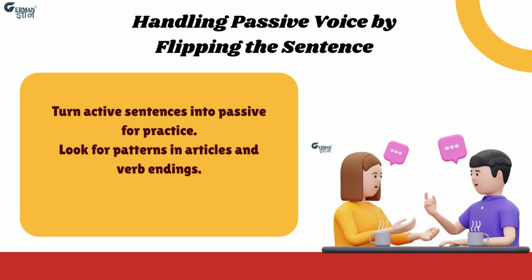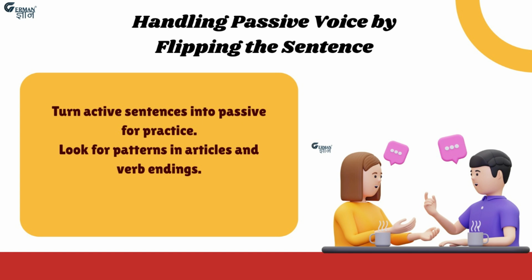Handling passive voice by flipping the sentences. Passive voice in German uses werden plus Partizip zwei and it often feels unnatural. So again the solution is to turn active sentences into passive for practice and look for patterns in article and verb ending. For example, an active sentence can be Die Mutter kocht das Essen. And passive of this sentence will be Das Essen wird von der Mutter gekocht. Now the only learning technique for this is to make a table. For example, present tense, Präteritum, past perfect like this.